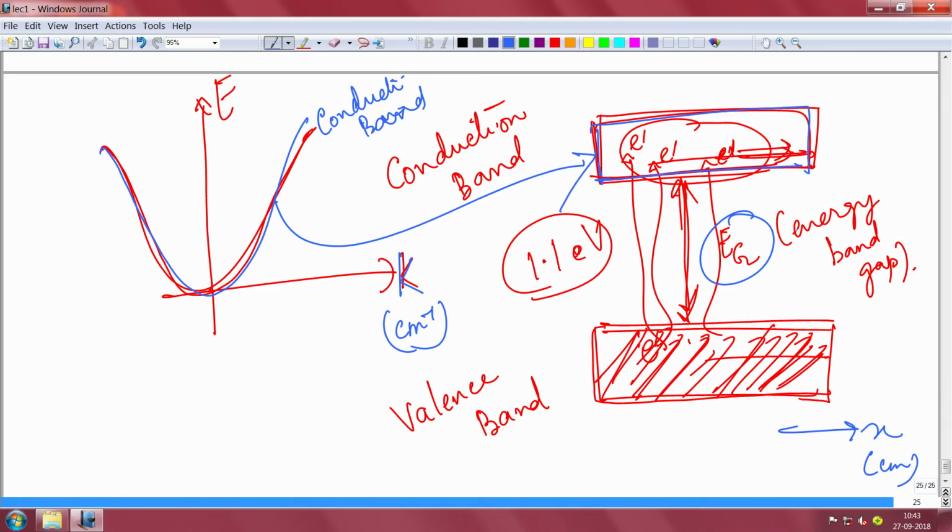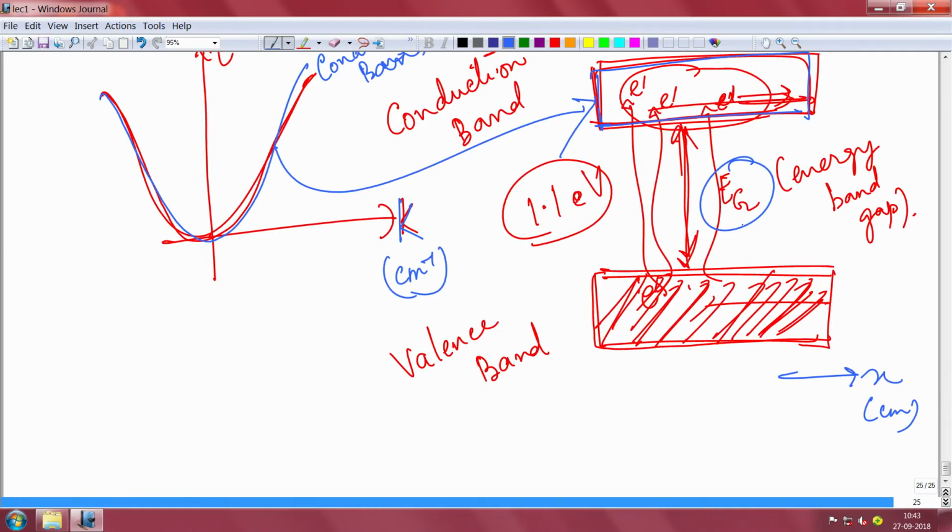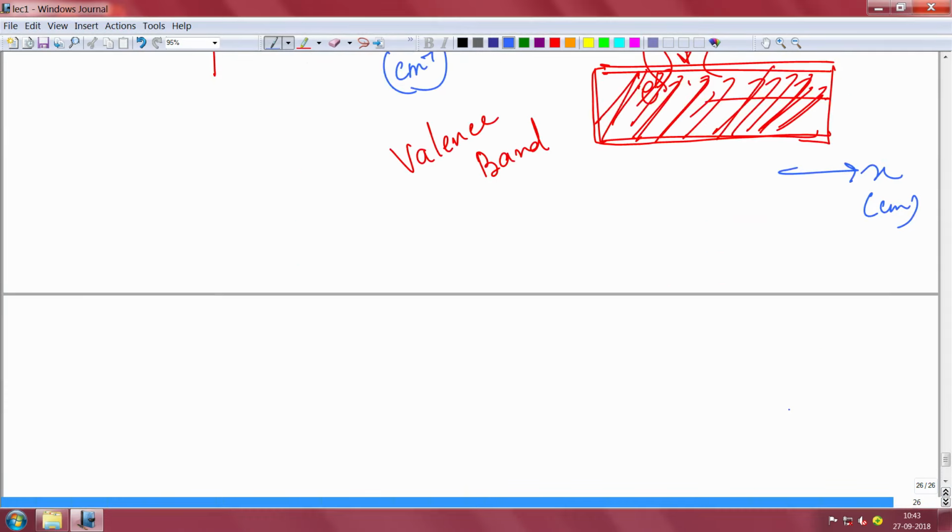Now, the most important thing that I will introduce very quickly, as we go into the next lecture, is what happens when an electron goes from the valence band, which is fully filled, to the conduction band where it can carry current. When it goes, what does it leave behind? It leaves behind a hole. The electron has gone to the conduction band, so it leaves behind a hole.